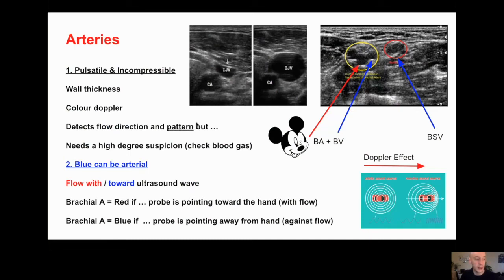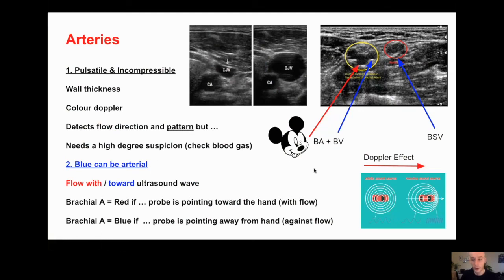Just to touch on the color Doppler, so we said about that. Color Doppler is something that can be used to measure velocity as well as direction of flow. So don't be confused by the blue color. When you put the color Doppler mode on, blue does not mean vein. A blue vessel can be an artery, and it's all to do with the Doppler effect.